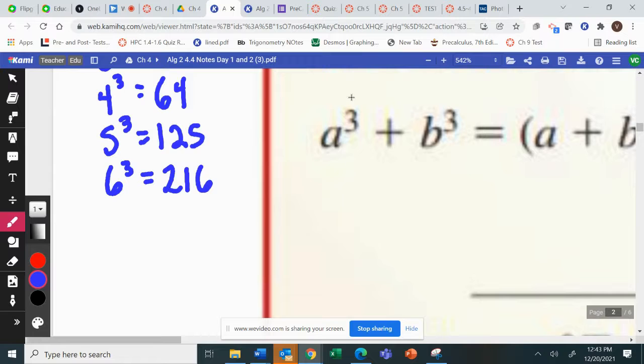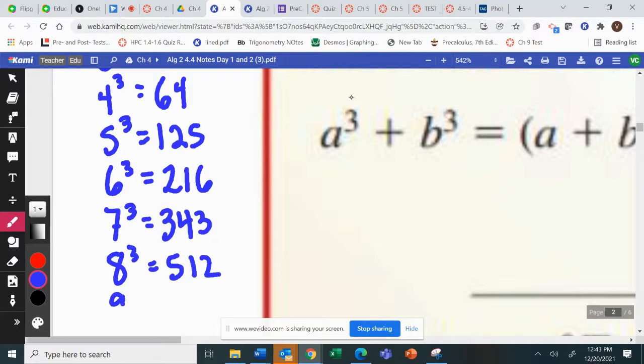Nope, but you had the right numbers. This is the wrong order. 216. This one's 343. This one's 512. 9 is 729.